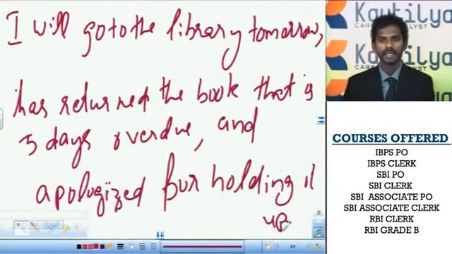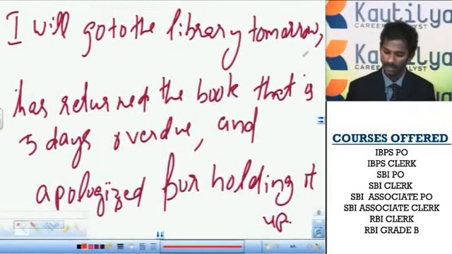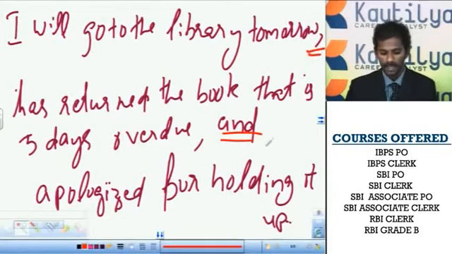So this is a very long sentence, right? Now I told you subject and object can only be nouns or pronouns, right? Fine. So this is a very long sentence, and this sentence contains three ideas shown by the punctuation mark, comma, and the conjunction and. Clear? So I will go to the library tomorrow is one idea. Has returned the book that is 5 days overdue is another idea. And apologize for holding it up is yet another idea. Clear? So there are three ideas in this sentence.